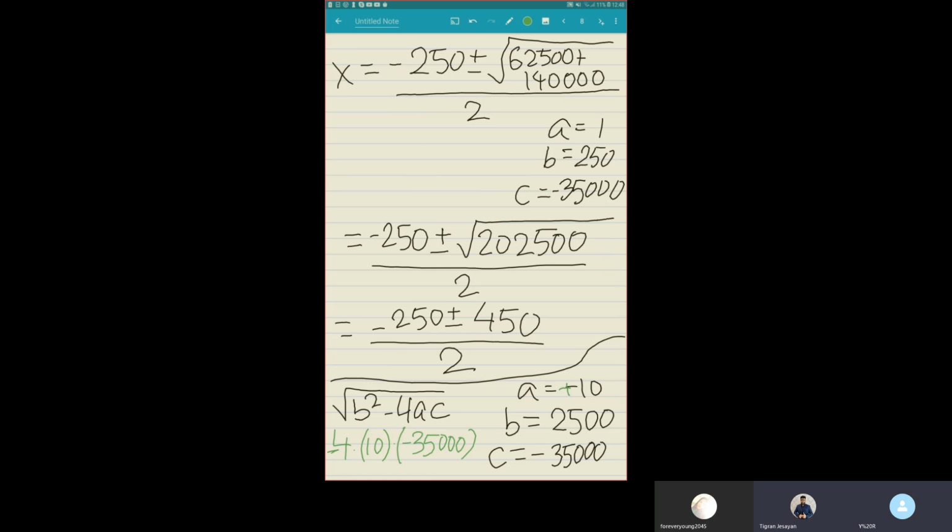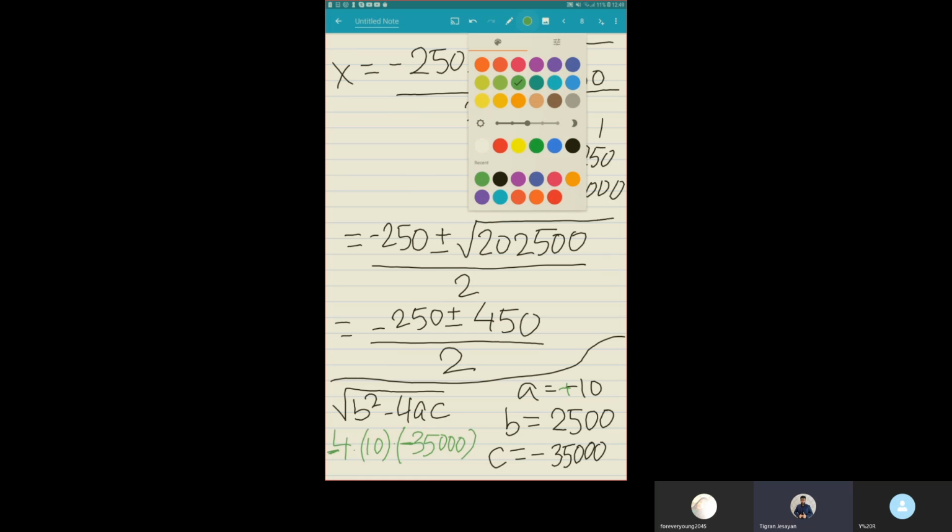Yeah, minus 4. So here you have 1 minus, and here you have minus. Then this becomes plus. Minus times minus is plus. You see? Let me just write it with you. Minus 350,000. It becomes 14 million.